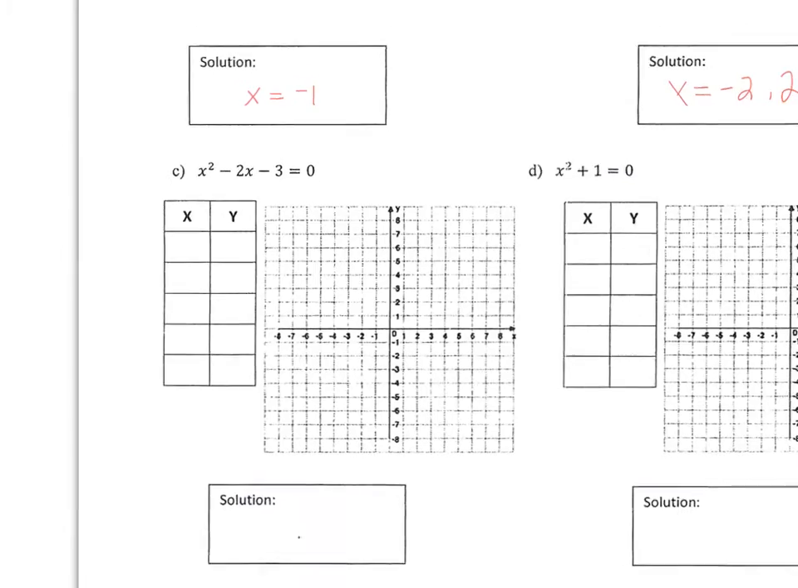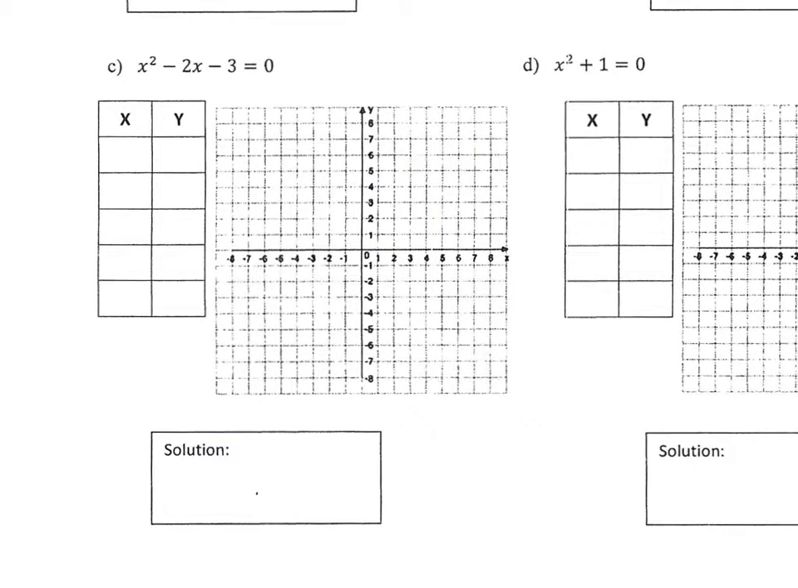Okay, letter C example. So you want to graph it, you want to find the vertex, and you want to put that in the middle of your table. So the vertex is opposite b, which is 2, over 2 times 1. So that's 1. I put that in the middle. Plug in 1 for x. So 1 squared minus 2 is negative 1, minus 3 is negative 4.